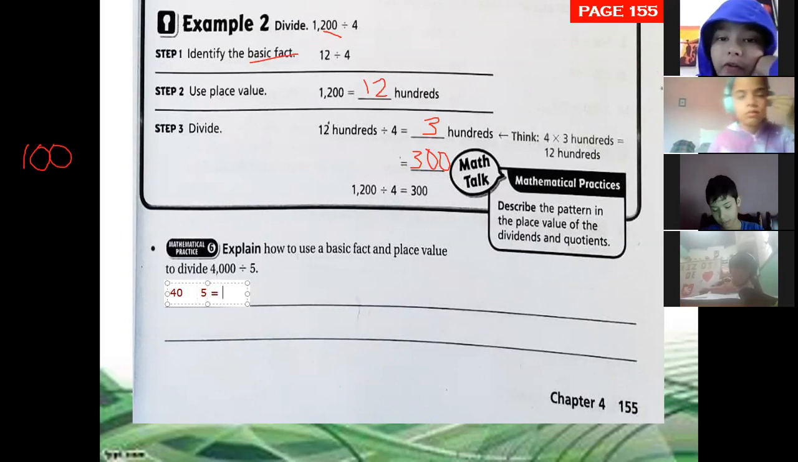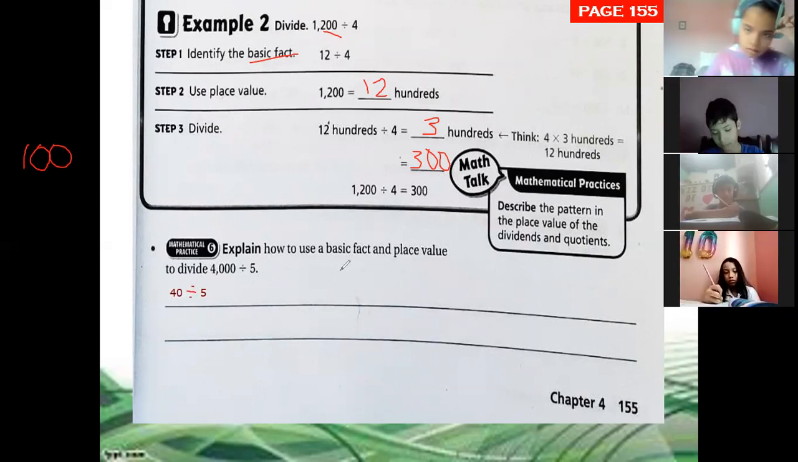Yeah, because the 40 is greater than 5. Exactly. So 40 is greater than 5. So 40 divided by 5, because here it says, explain how to use basic facts and place value to divide 4,000 divided by 5.